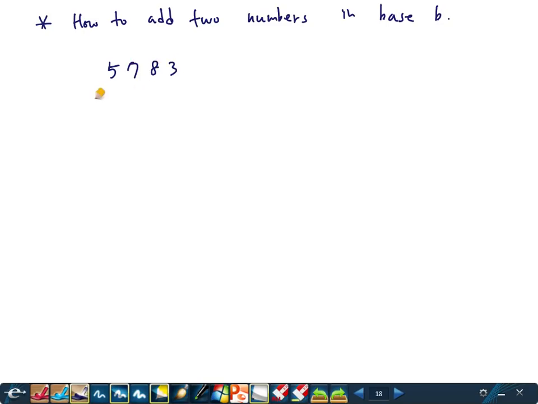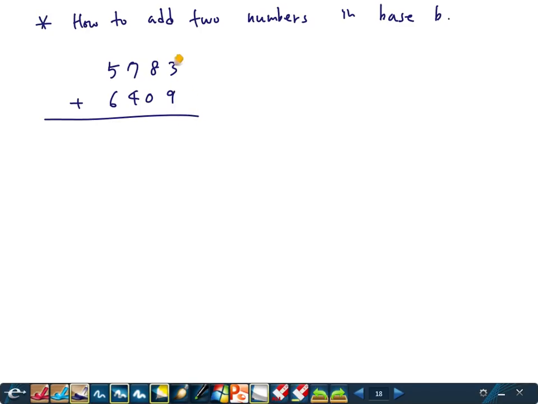Now we can add 2 numbers in any number system. How to add 2 numbers in base b. Base b means the base b number system. But before doing that, let's review how we add 2 numbers in the decimal system. We all learned this in elementary school. So how do we add 2 numbers like this?